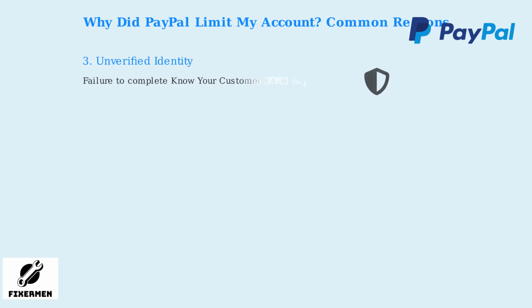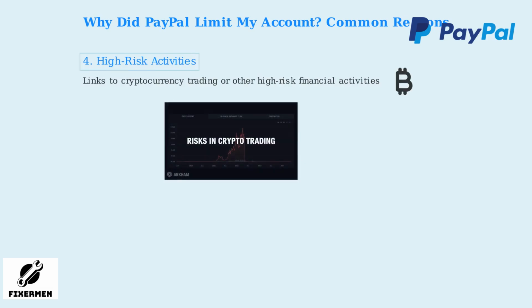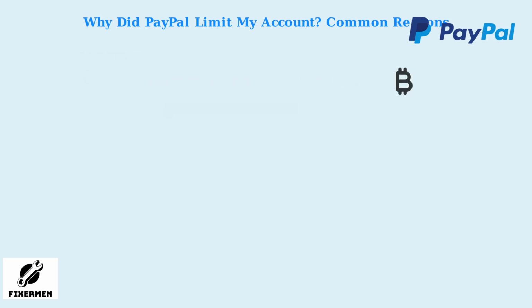Third, unverified identity due to incomplete Know Your Customer protocols can cause limitations. PayPal requires proof of identity to comply with anti-money laundering regulations. Fourth, links to high-risk activities like cryptocurrency trading can trigger limits. Volatile market fluctuations are flagged as unusual activity by PayPal's systems. Finally, PayPal's AI-driven fraud detection systems analyze real-time transaction patterns, limiting accounts proactively to reduce false positives and enhance security.